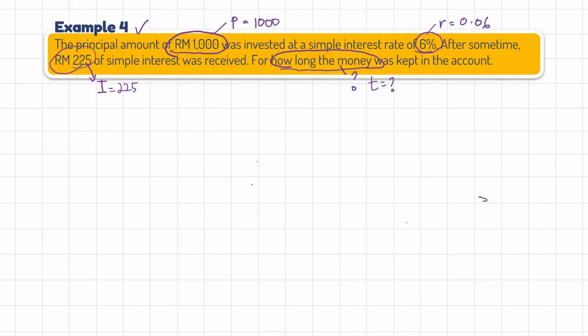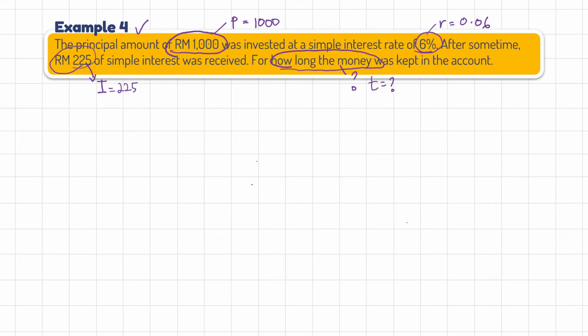So from the previous examples, we can see the pattern. From example 1, we need to find the interest. Example 2, we need to find the rate. Example 3, we need to find the principal. This one, we need to find the T, which is time in years.